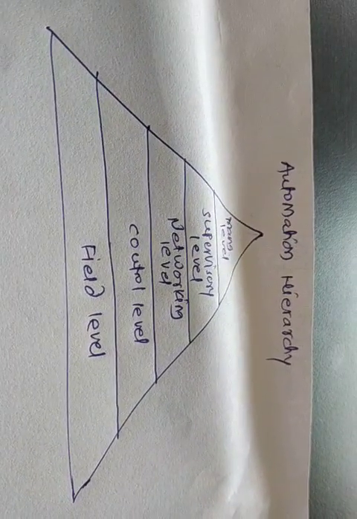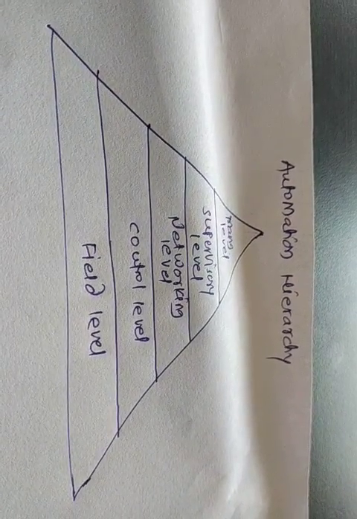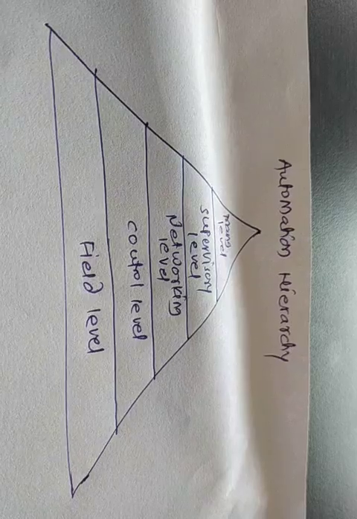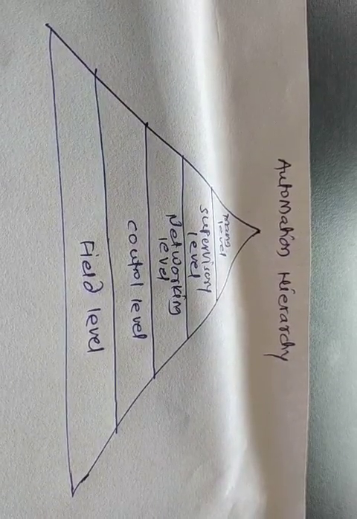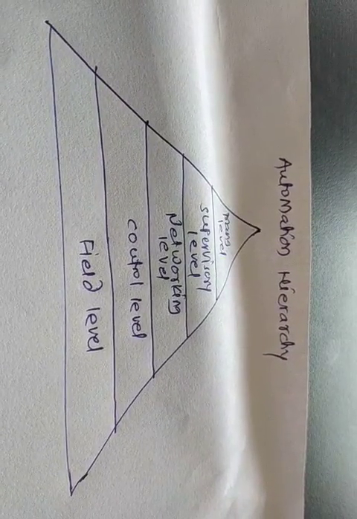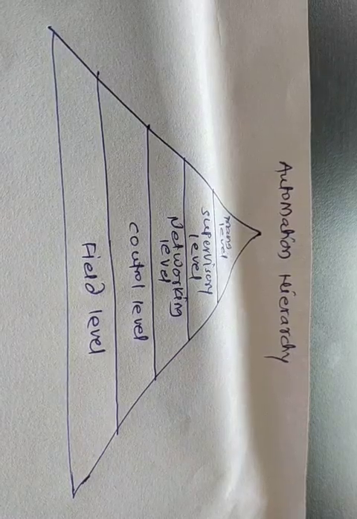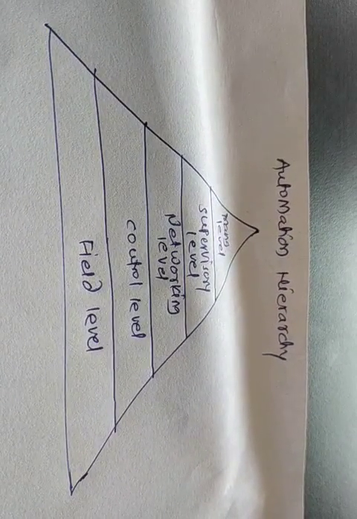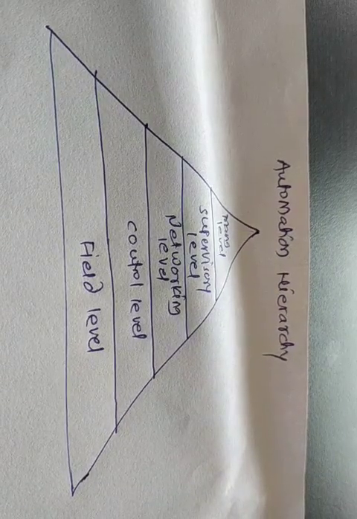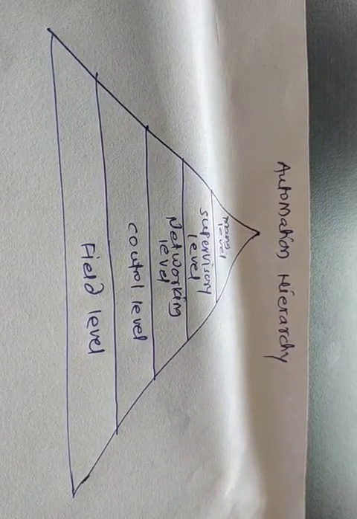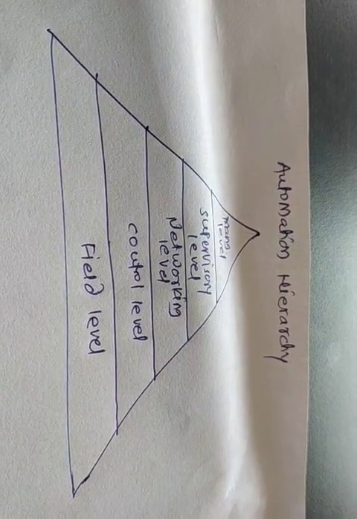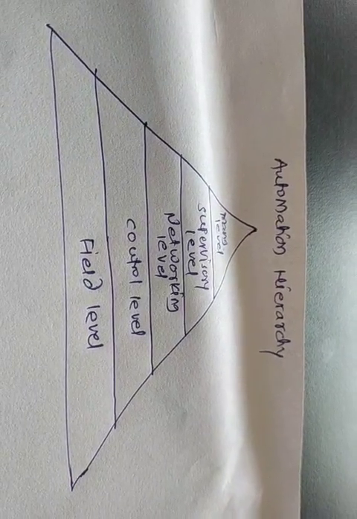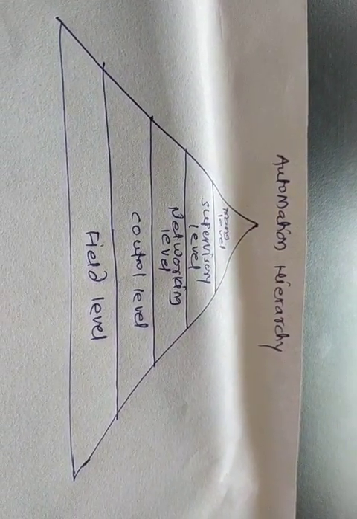The last level is the management level. The management level is the uppermost level of the automation hierarchy, and it interfaces with the supervisory level to monitor the field data. It also analyzes the data, and with respect to that, plans for production, sales and services. So this is the basic automation hierarchy.